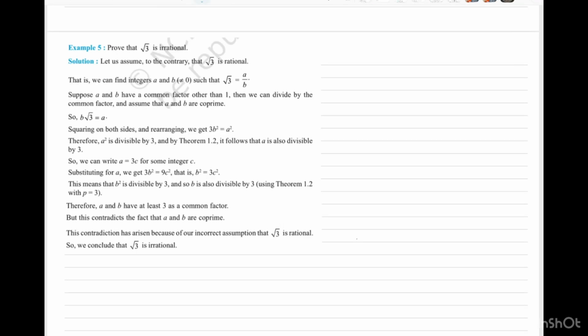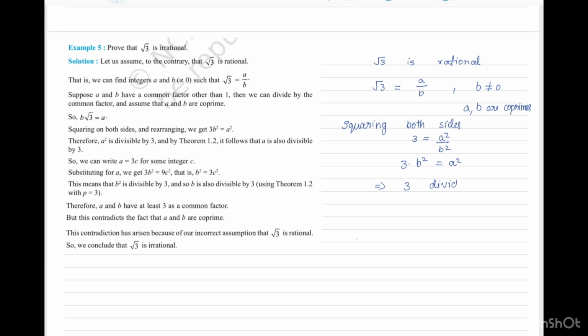Next we have a problem: prove that root 3 is irrational. For that we assume the contrary, that root 3 is rational. Then it can be written in the form of a by b, where b not equal to 0 and a and b are coprimes. Squaring both sides, we get 3 is equal to a square by b square, and we can take b square to the other side, then we get 3 into b square equal to a square, which implies 3 divides a square.